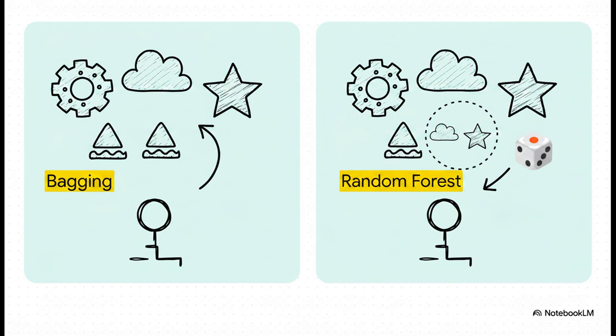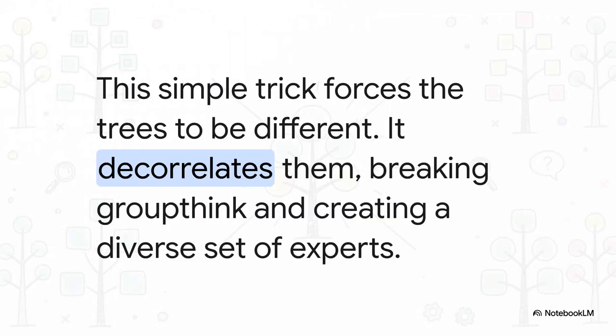In a normal bagged tree, whenever the model has to make a decision, it's allowed to look at all the possible features. But in a random forest, at every single one of those decision points, it's only allowed to see a small, random handful of the features. So why on earth does this matter so much?